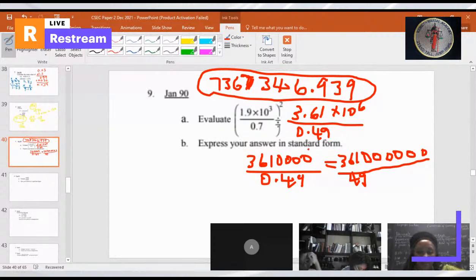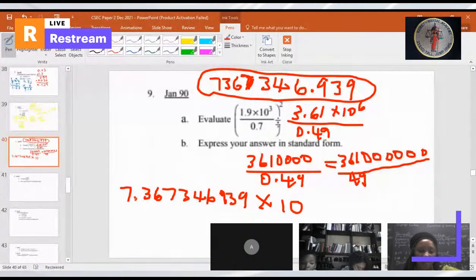In standard form, that means you want one digit alone to the left. So 0.36736 times 10. How many places would we have to move back to the right to get it back here from where it is now? We'd have to move 1, 2, 3, 4, 5, 6 places, so 10 to the 6th power. That's what they mean when they say express it in standard form.